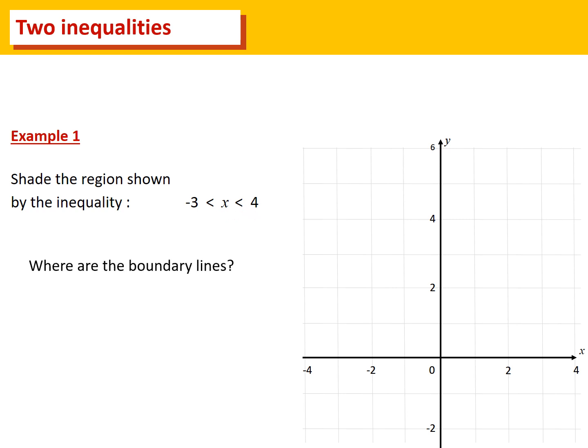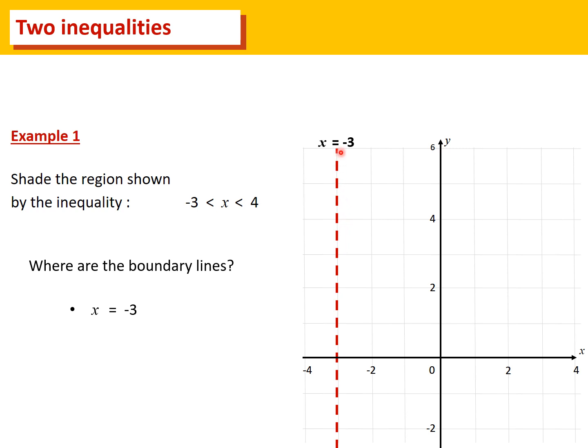Now the first thing we do is we work out where the boundary lines for this region are. And the boundary lines are given to us by letting those inequalities become equal signs. So the first boundary line is x equals -3, and that's a vertical line through the point where x equals -3. So you have to understand why x equals -3 is that vertical line.